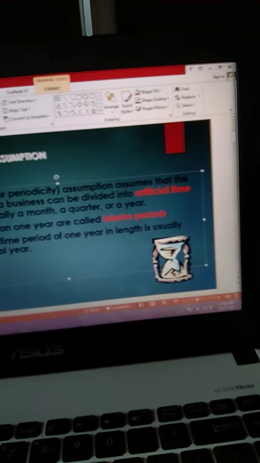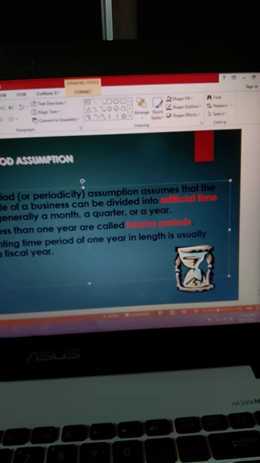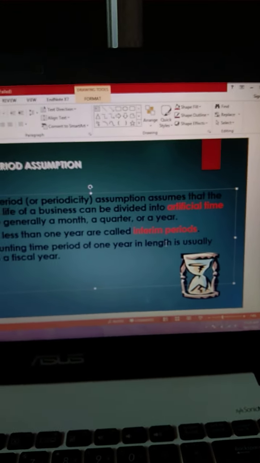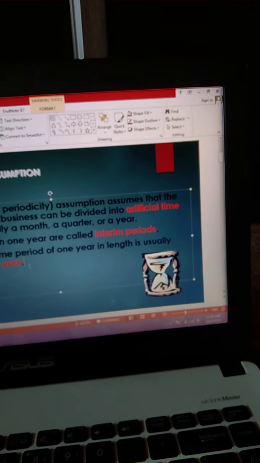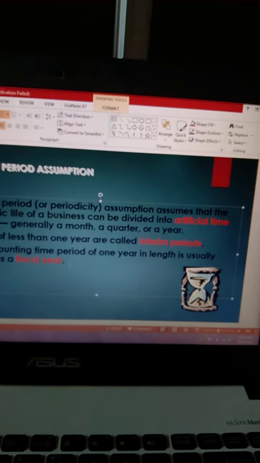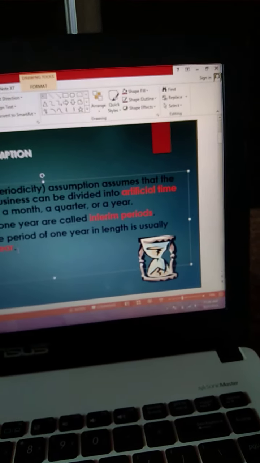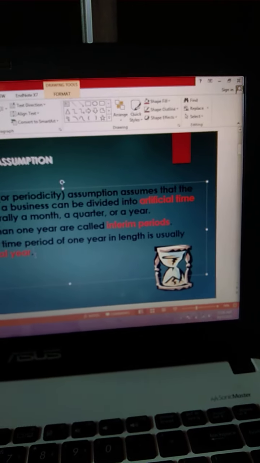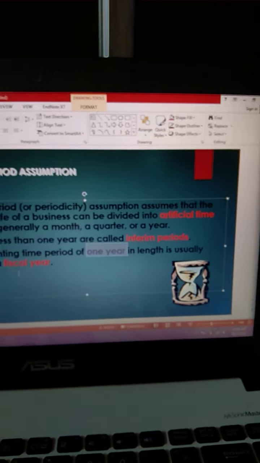Okay, and then the accounting time period of 1 year in length, meaning for 1 year, we call it a fiscal year. For example, you conduct your business starting 1 January until 31st of December. So we call it a fiscal year, because you conduct your business for a time period of length 1 year. As long as it's 1 year, we call it fiscal year.